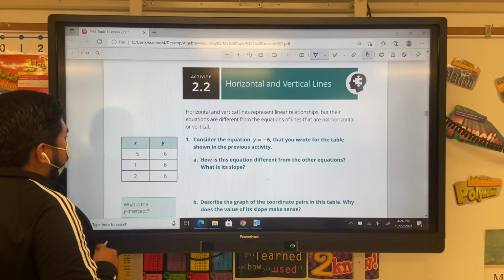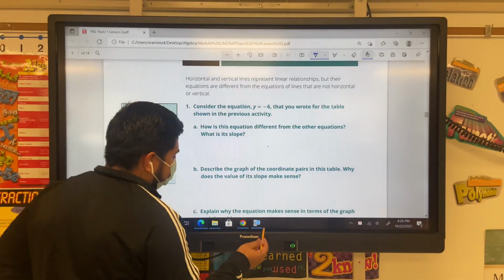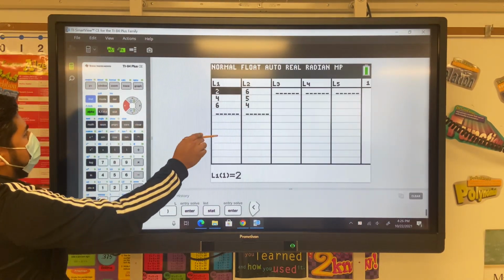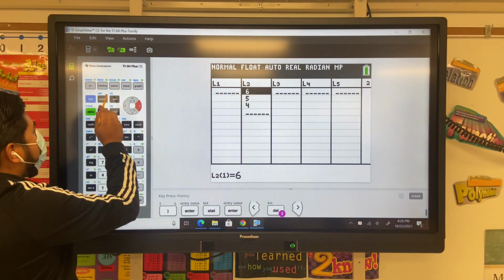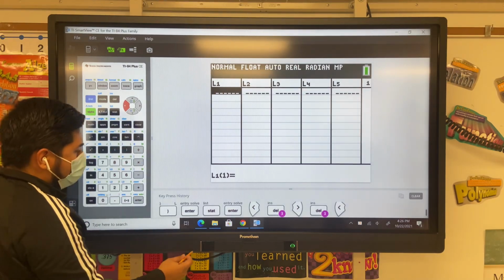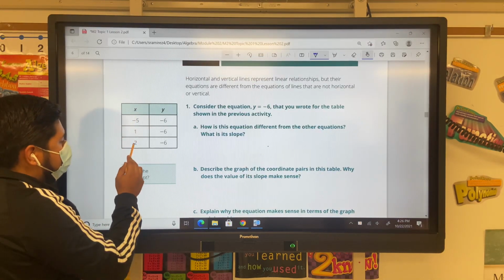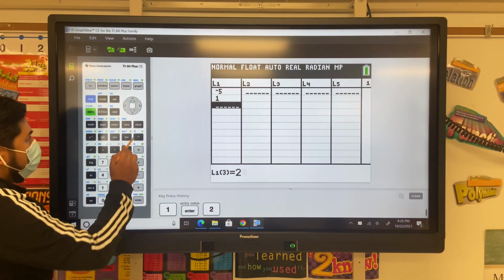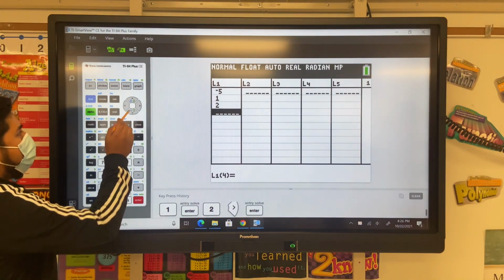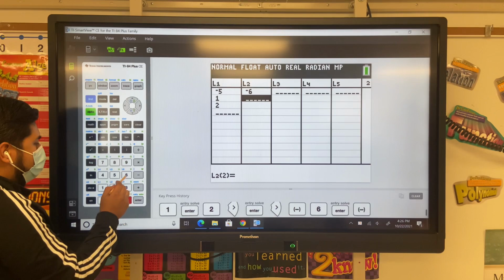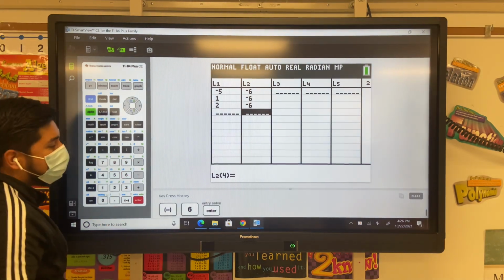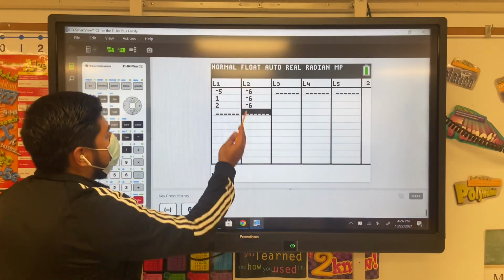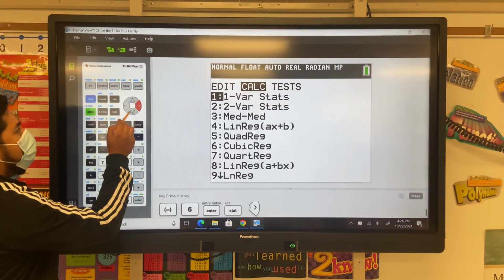Now, hopefully that you did this problem, you would have seen that you would have got y equals x. But just to make sure, we will do it together. Here we go. Stat, edit, deleting the numbers. Looking at the table, -5, 1, 2. Going to the side, -6, -6, -6, all -6s. Looks good to me. Stat calc 4.